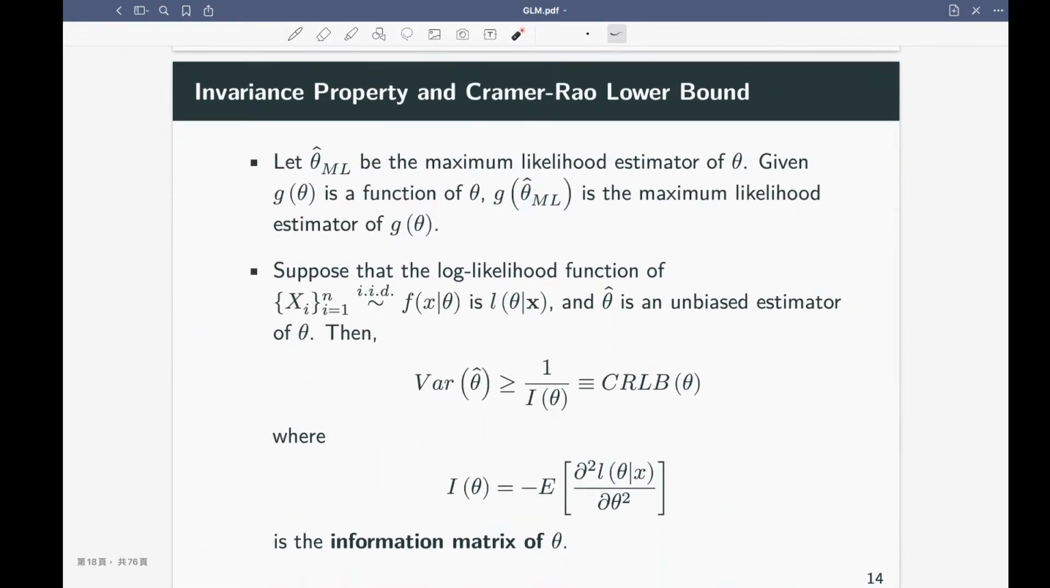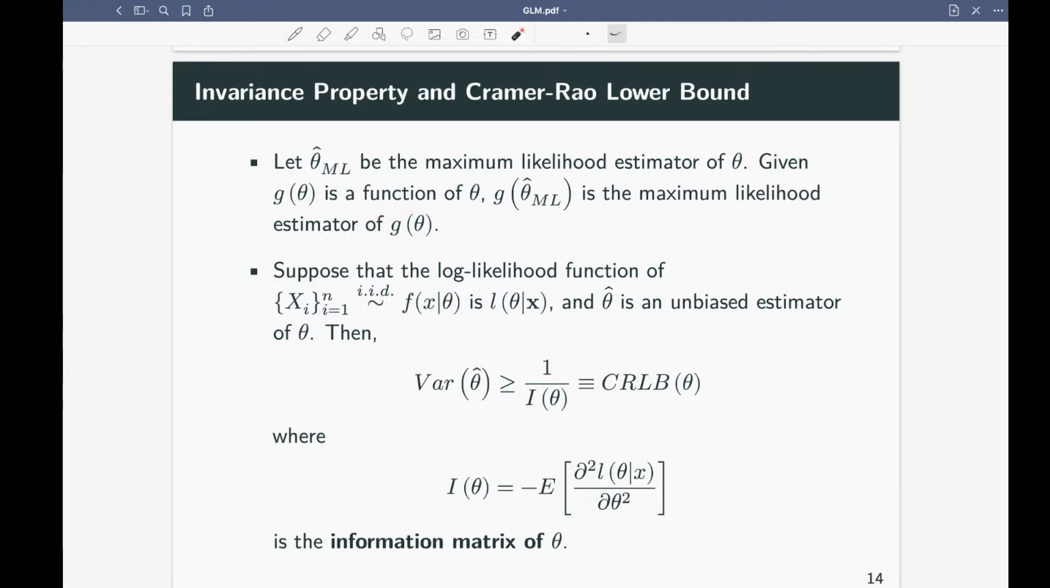And next, we introduce a very important property. It's an invariance property, because sometimes we should transform this maximum likelihood estimator to another functional form. So we should have this property to use. If we know the theta hat ML is the MLE of the theta, we can find the G function, and the G of the MLE is the MLE of the G of theta.